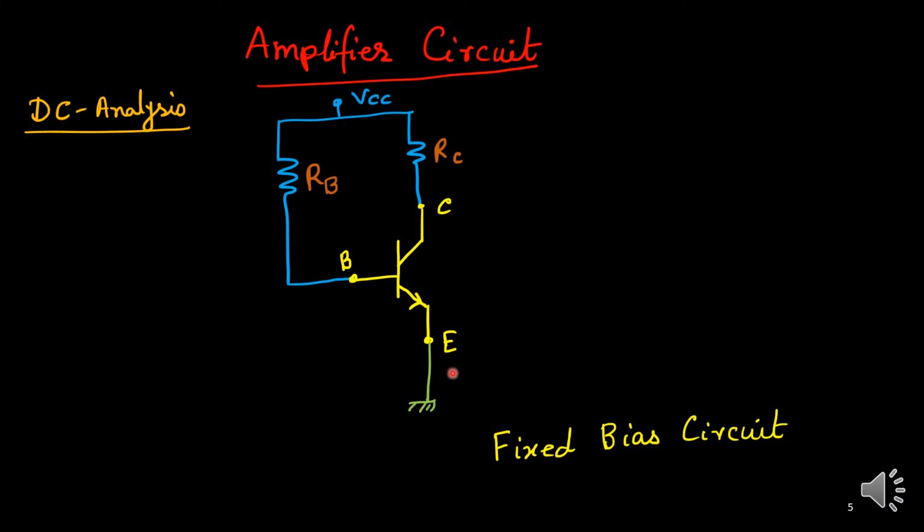We can have better biasing circuit, that is called potential divider self bias circuit, that will be discussed later, but we will work with this simple fixed bias circuit. So here we have resistance RB connected to the base side to this VCC, and from VCC through RC this collector is connected, right? Now we have analyzed this circuit.